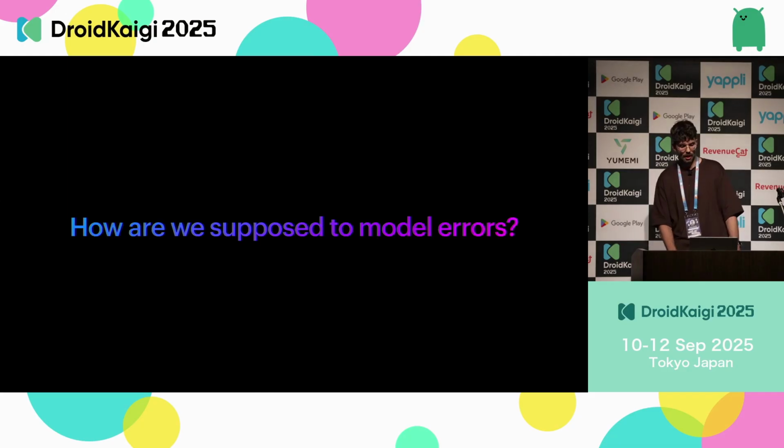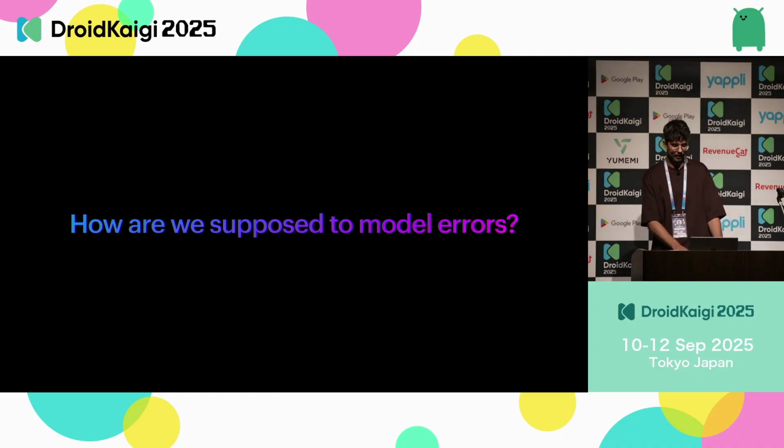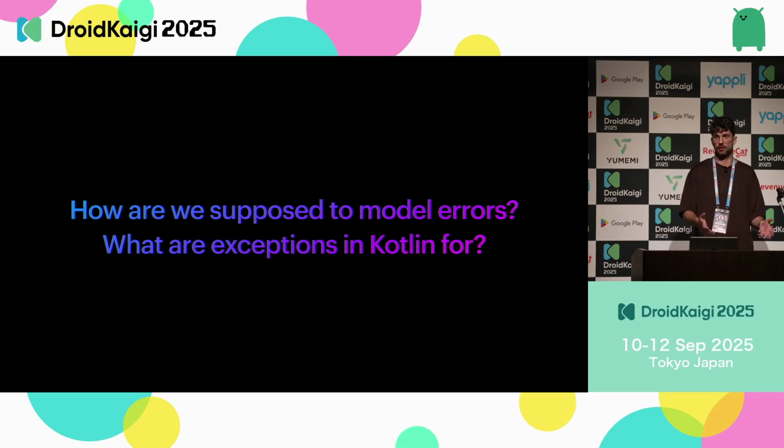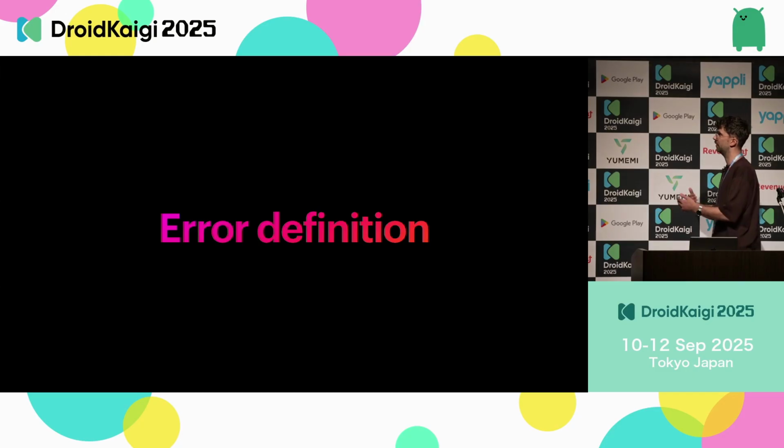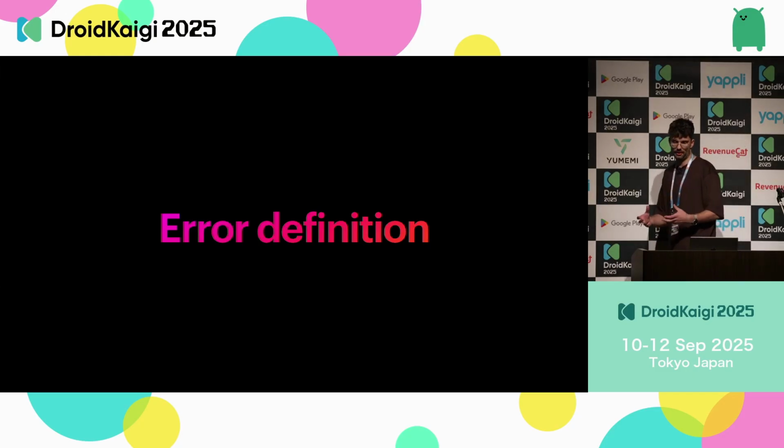So first of all, how are we supposed to model errors? This is the first one. And the second one is, what are the exceptions in Kotlin for? So to answer those two questions, we actually have to answer another question, which is, what actually are errors? So we'll try to go through some error definition.